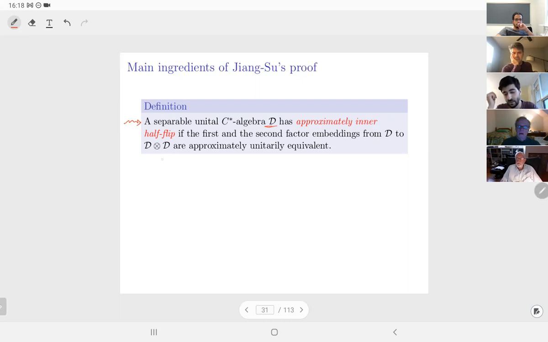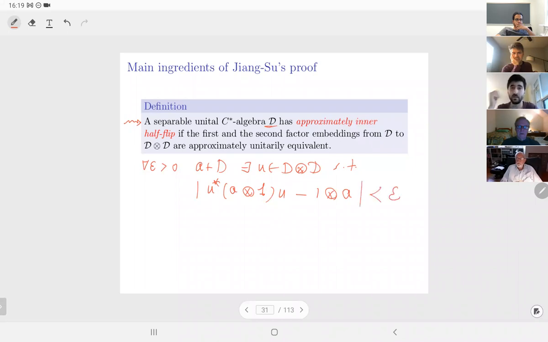That means basically, if you give me an epsilon and for every A in D, I can always find a unitary in D tensor D such that conjugating with this unitary sends A tensor one to one tensor A, approximately. So this is what it means for D to have approximately inner half flip.